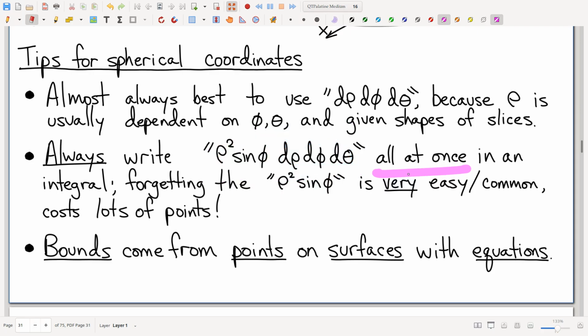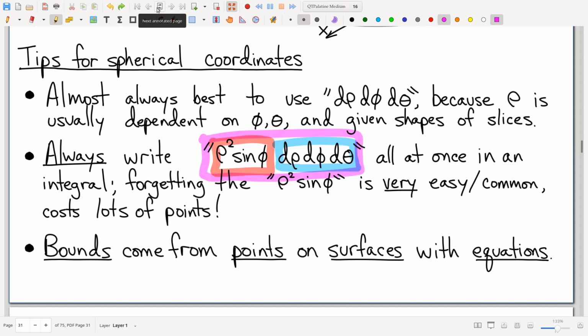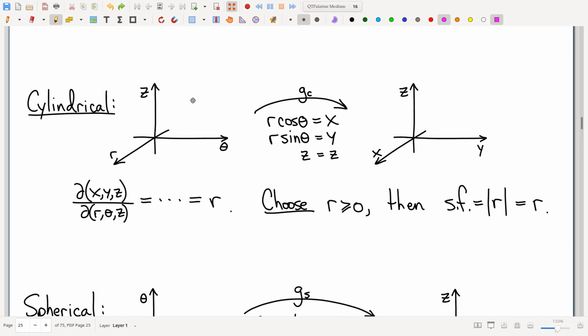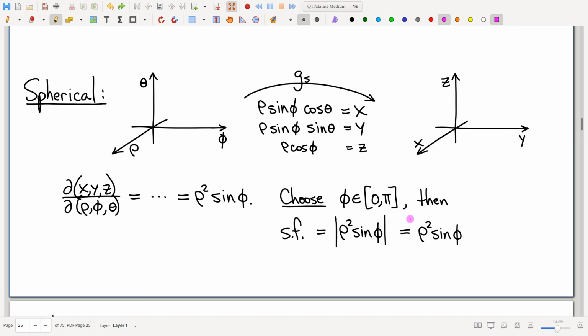Okay. And again, lots of points, and again, glass half full, etc. That's all the same. Wait, is that always the stretching factor? Yes, this rho squared sine phi is always the stretching factor. Yeah, so exactly, rho squared sine phi.